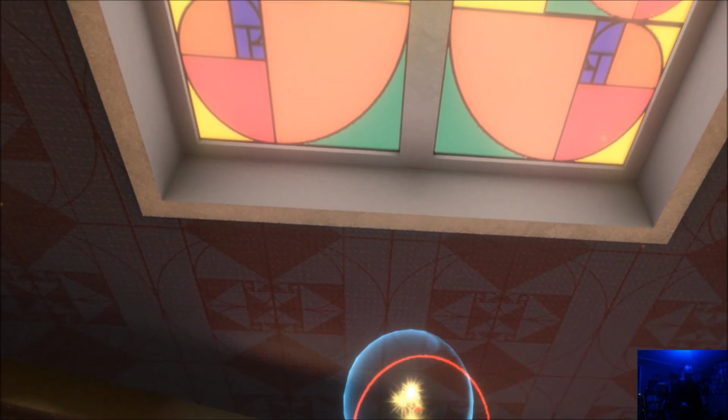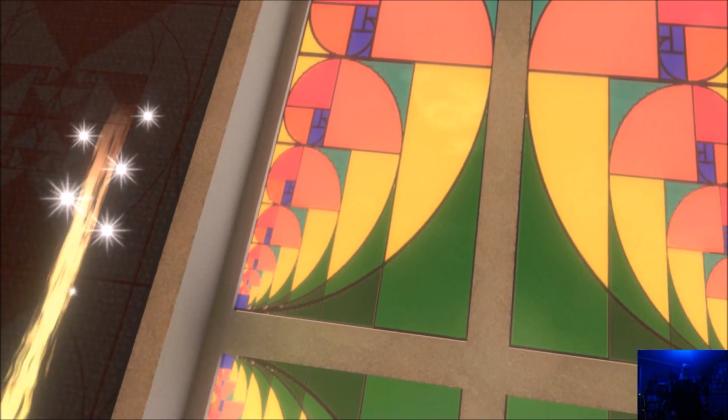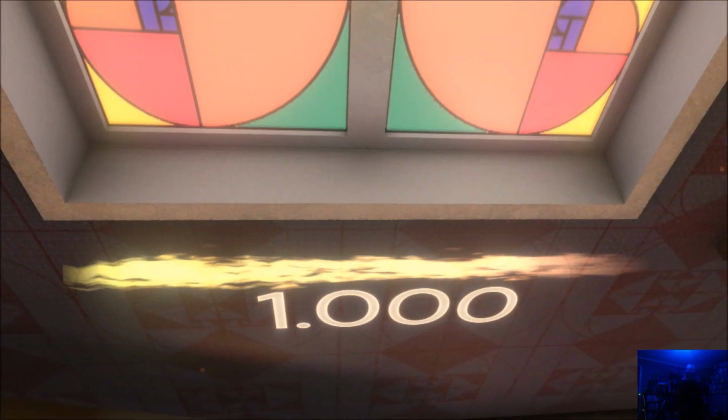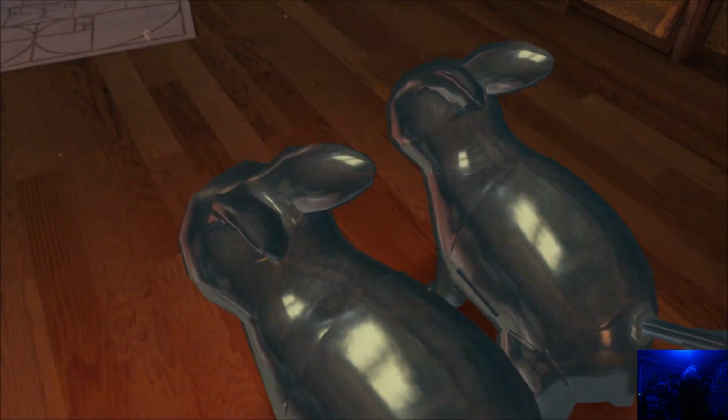Okay. I made this stained glass window myself, making sure that the dimensions make a golden rectangle. You clever thing. What about these bunnies?